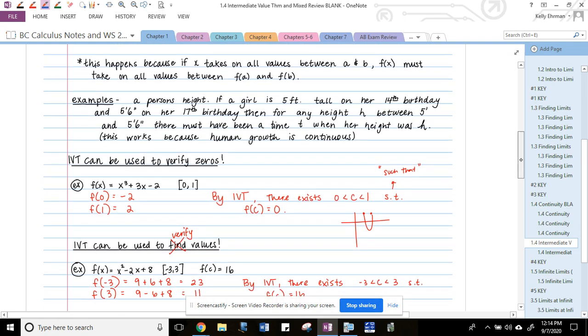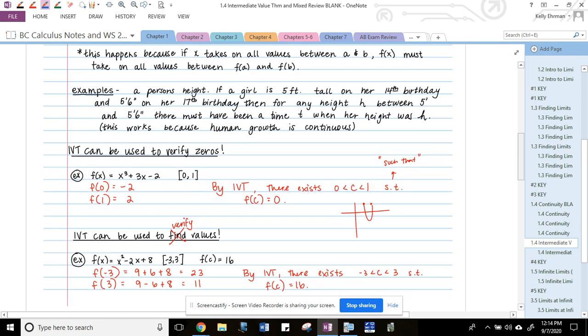All right, so examples. A person's height. So we assume height is a continuous function. If a girl is 5 feet tall on her 14th birthday and then 5'6" on her 17th birthday, then for any height between 5 feet and 5'6", there must have been a time at which her height was h. So as long as h is somewhere between that 5-foot mark and that 5'6" mark, at some age she hit that h, whether it's 5'2", 5'3", 5'4".